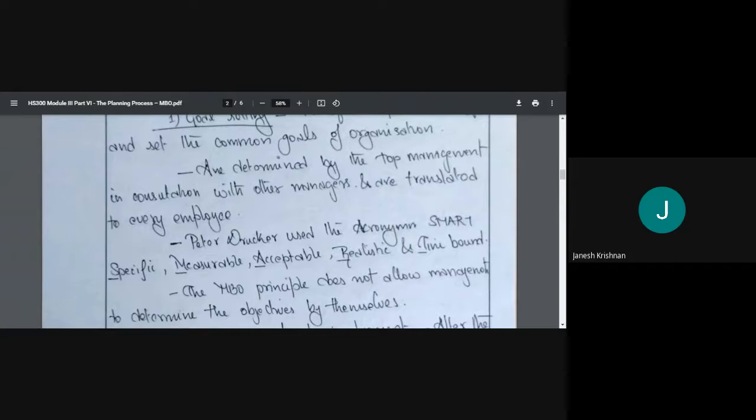So unrealistic goals should not be given. Okay, the top management may not know. They look in the market. They say, okay, there's a possibility to sell 1,000 pens. So if we produce 1,000 pens daily, we can increase our profit.